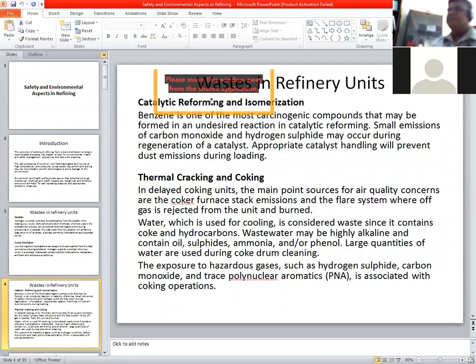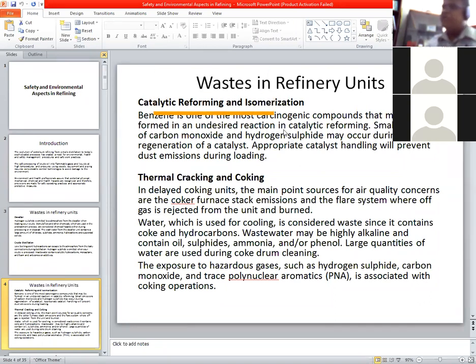Catalytic reforming, as I told you, can produce benzene as an undesired product, but it is a carcinogen. This carcinogenic material is produced from the catalytic reforming. Hydrogen sulfide and carbon monoxide gas are also produced from this unit, the catalytic reforming unit. And as you know, in the catalytic reformer we are using catalyst.